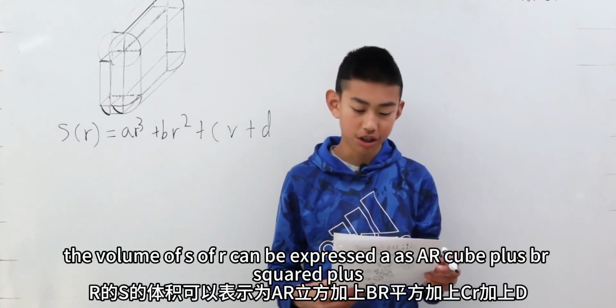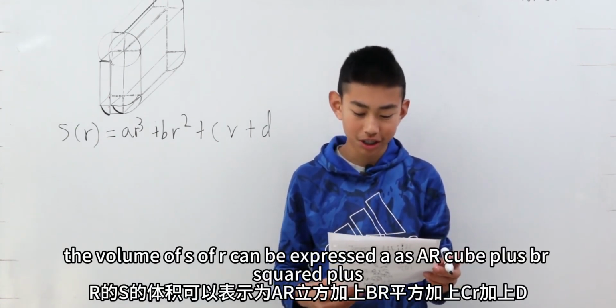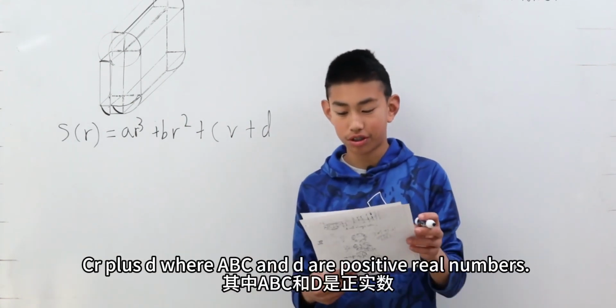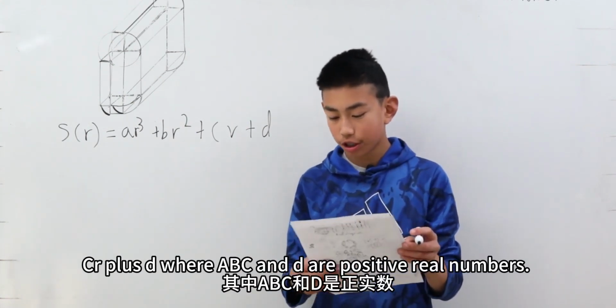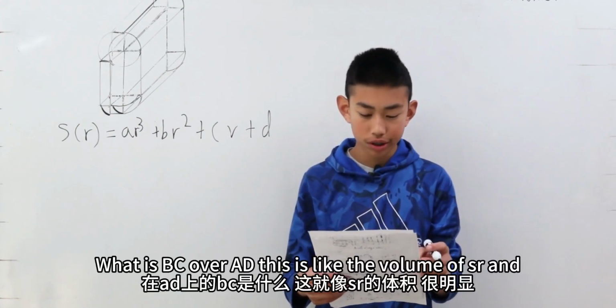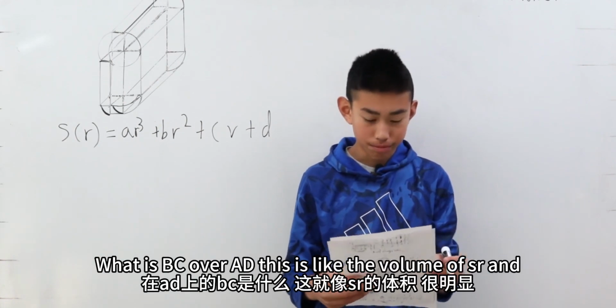The volume of S of R can be expressed as AR cubed plus BR squared plus CR plus D, where A, B, C, and D are positive real numbers. What is BC over AD?